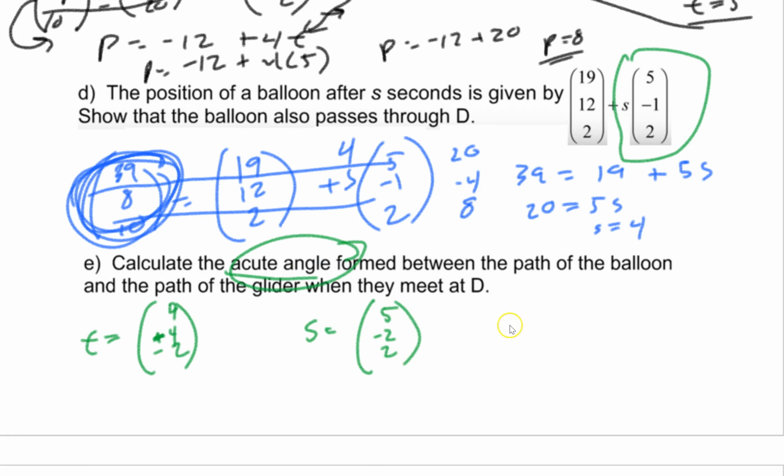I want the angle between them. I'm going to do a vector equation. Cosine theta equals v dot w over the magnitudes. Remember, it's not on your formula sheet.